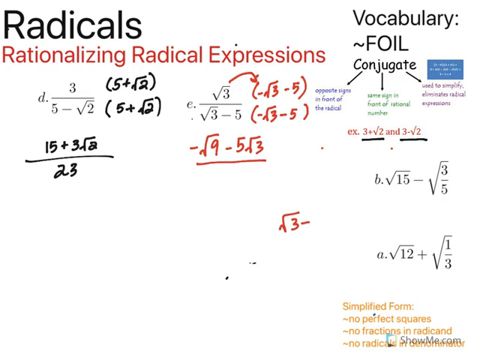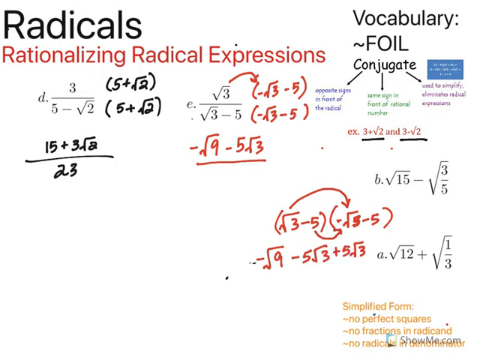I'm going to multiply the square root of 3 minus 5, there we go, times the negative square root of 3 minus 5. And we're going to use FOIL. So the square root of 3 times the negative square root of 3 is going to be the negative square root of 9. We've got the square root of 3 times negative 5, which is going to be minus 5 square roots of 3. Then we've got negative 5 times the negative square root of 3, which is going to be positive, since a negative times a negative is a positive, 5 square roots of 3. And then we have negative 5 times negative 5, which is positive 25.